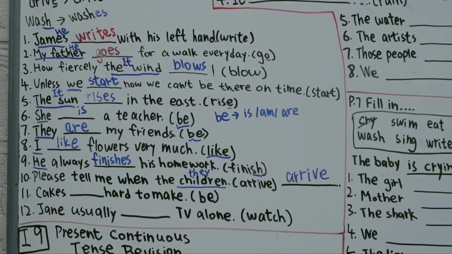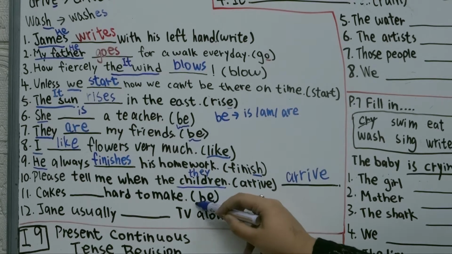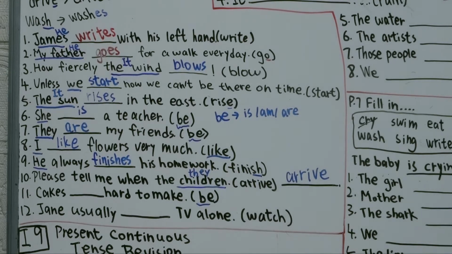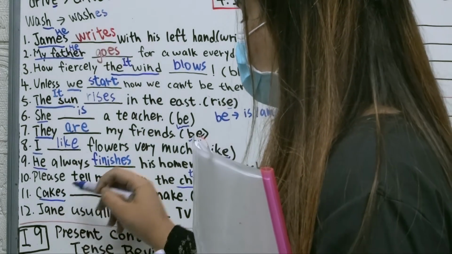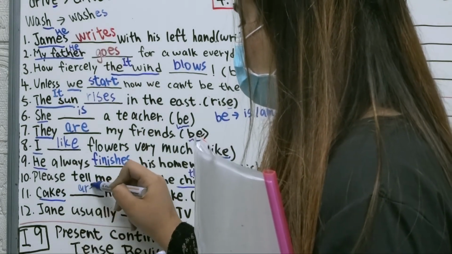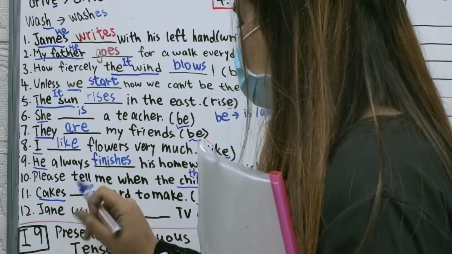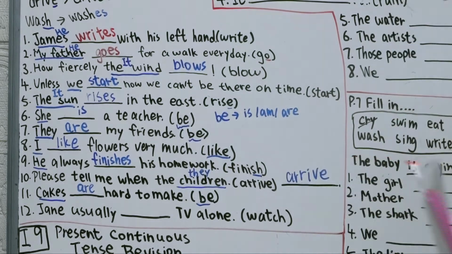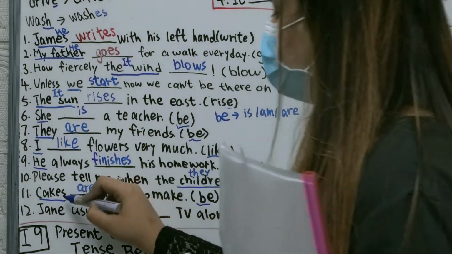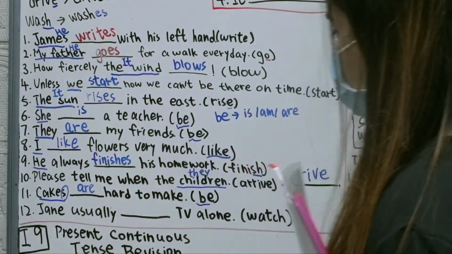Keep going. Cakes are hard to make. Be. How do we change the verb be? Remember? Is, am, or are. Cakes. Very good. Are. Why do we use are? Is cake singular here? It's plural, right? Cakes. So that's why we use are.